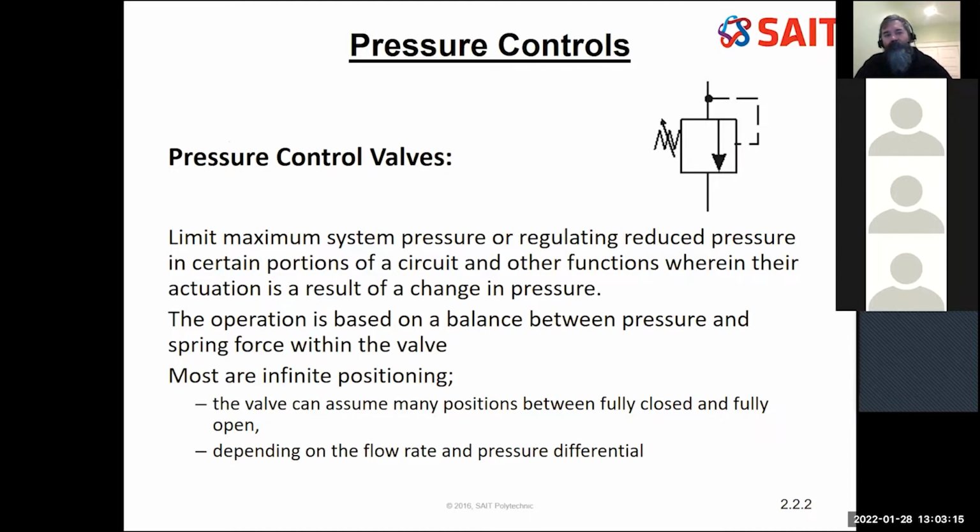So I've got here limit maximum system pressure or regulate reduced pressure. Another way of thinking about limiting maximum pressure is to operate at a reduced pressure in some parts of a circuit, or if some materials are in use in certain portions of the circuit. And other functions wherein their actuation is a result of a change in pressure.